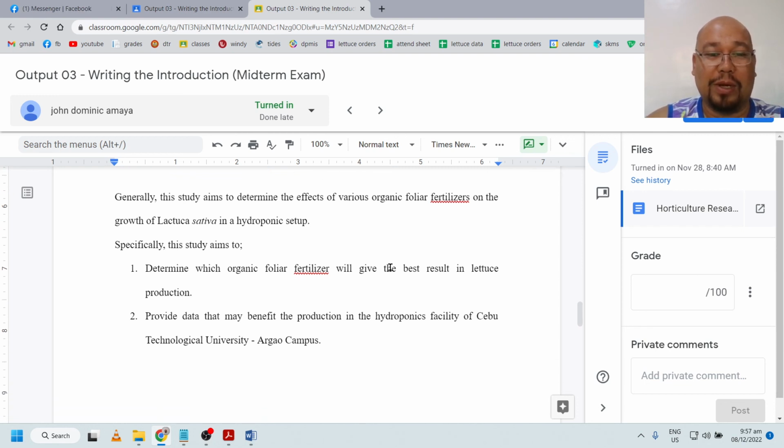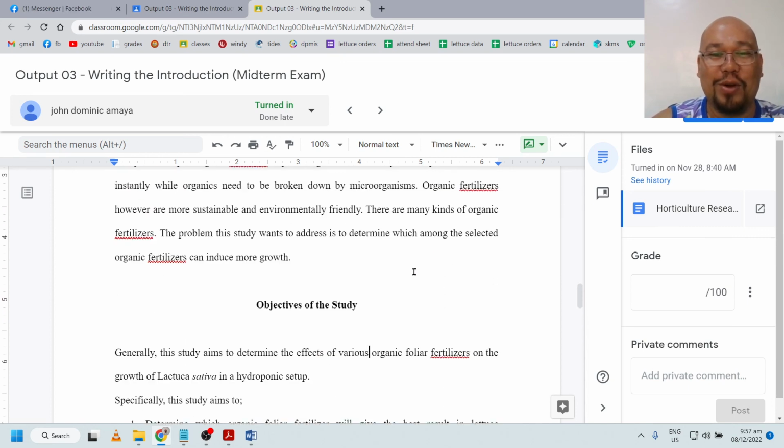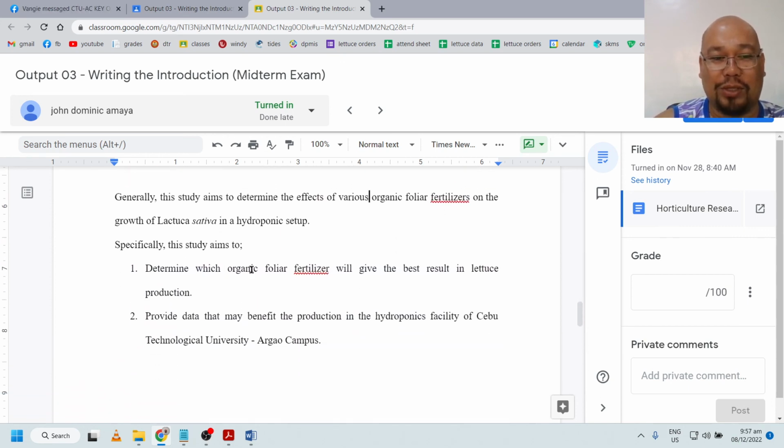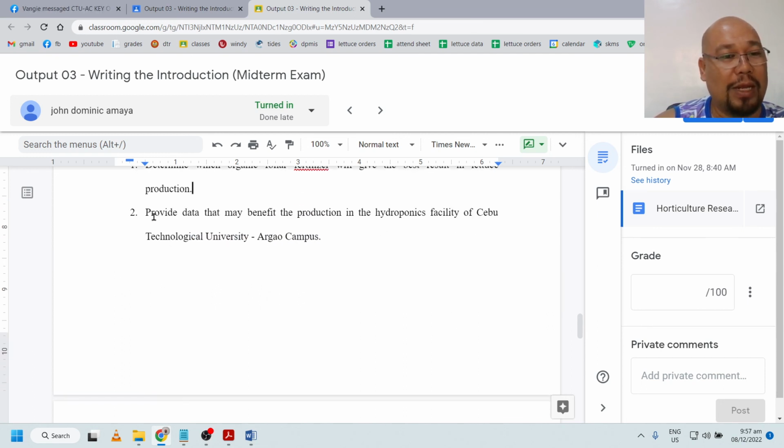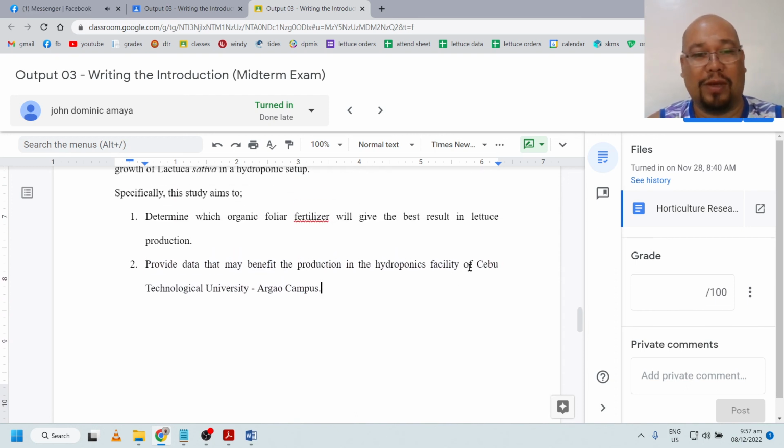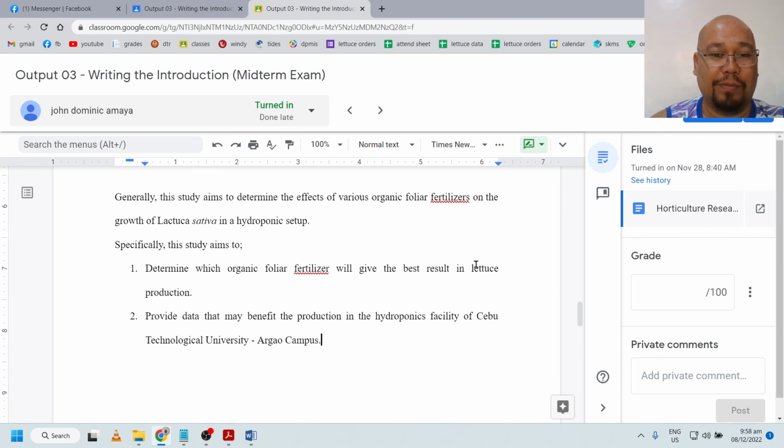Best result in lettuce production. Okay, you did not mention which organic fertilizer. It's difficult to correct this if I have no idea yet what it is. That's why I need to see the methods. Determine which organic fertilizer. You have not mentioned which organic fertilizer. I don't know yet. Provide data to me. This is still very far. Okay, so I have a hard time correcting this one because I do not know the specifics of this particular proposal. So I'll just stop here and make another one.